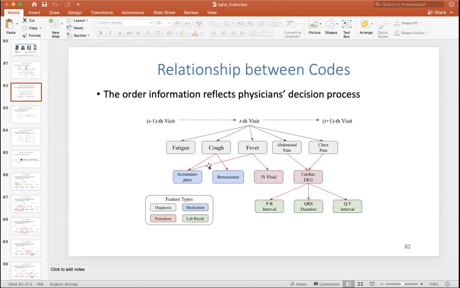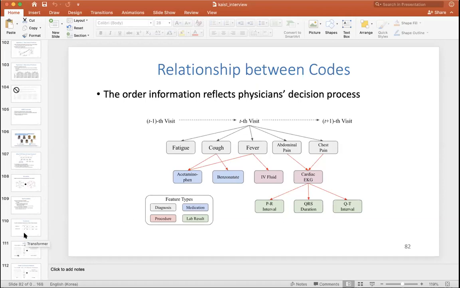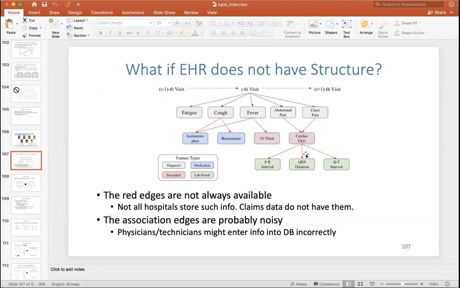Claims data is usually for getting reimbursement from the government insurance policy, so you don't need to record why certain things were ordered. You just list the things that you did, the services that you provided to the patient, and then you get reimbursed. So a lot of EHR data that you can get your hands on in the real world doesn't contain this red arrow information, which is unfortunate. So in that case, when the red arrows are not available, you can't actually use graph neural networks, because you cannot construct the adjacency matrix for this visit.